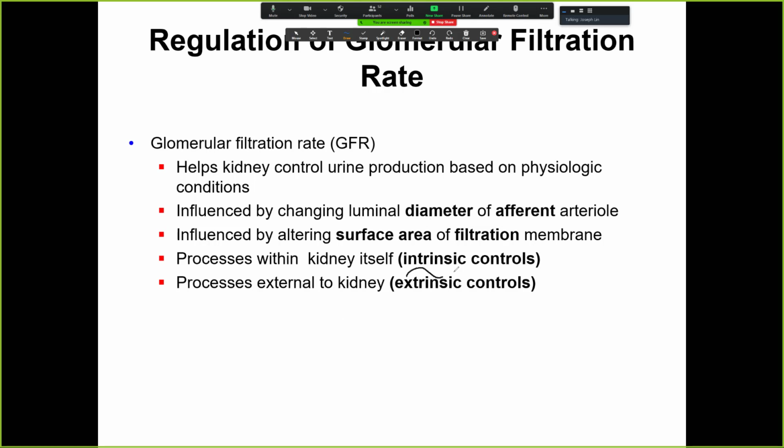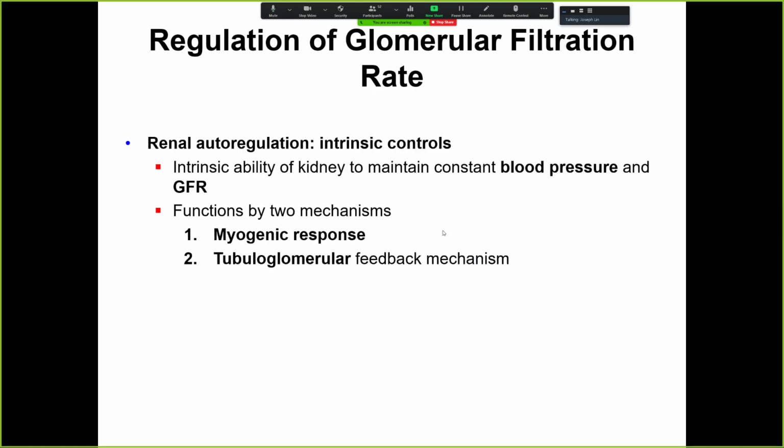So it's interesting to know that the size plays a role, surface area plays a role, and then of course there are also some intrinsic and extrinsic controls. So these are hormonal based, right? So the renin, aldosterone system, all those can affect it as well.